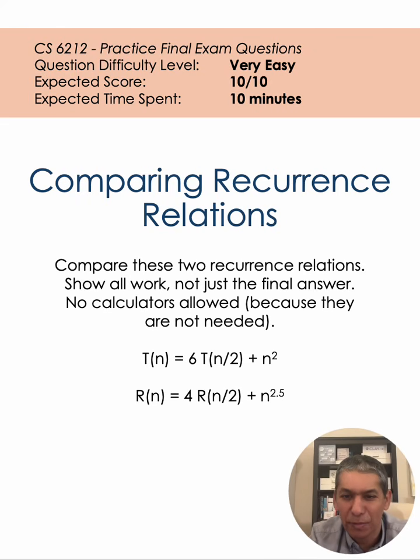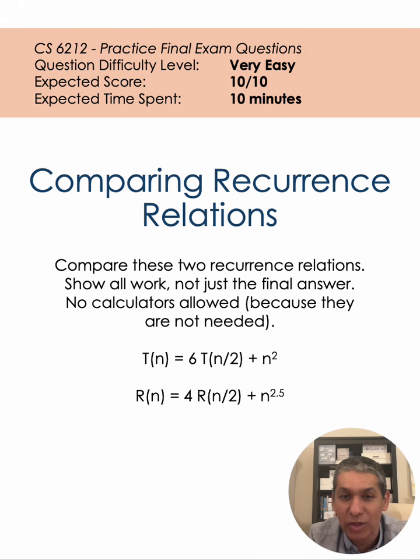On popular demand, I'm posting the final exam questions from fall of 2025, CS 6212 Algorithms at GW. This question was of very easy difficulty, expected score 10 out of 10, and students should have spent about 10 minutes on it. Many students did get 10 out of 10, but unfortunately, not everyone did.